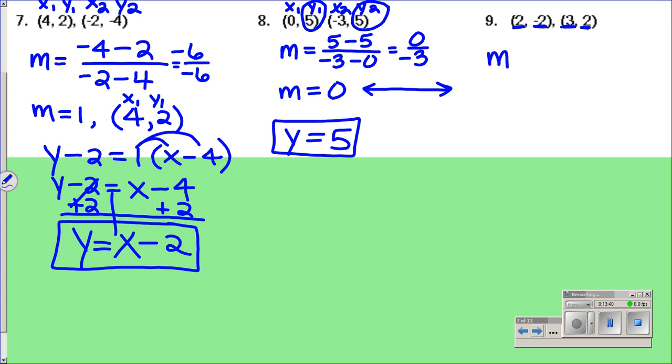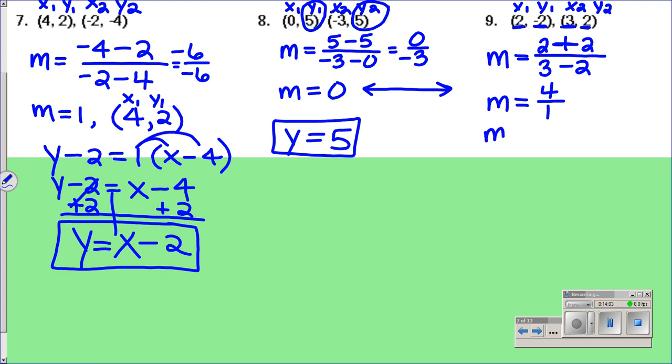So we're going to start by saying the slope equals y2, so 2 minus -2, so that becomes 2 plus 2, divided by 3 minus 2. And if we simplify, 2 plus 2 is 4, 3 minus 2 is 1, and we can simplify our slope to 4. I'm going to use the second point this time, the 3, 2.